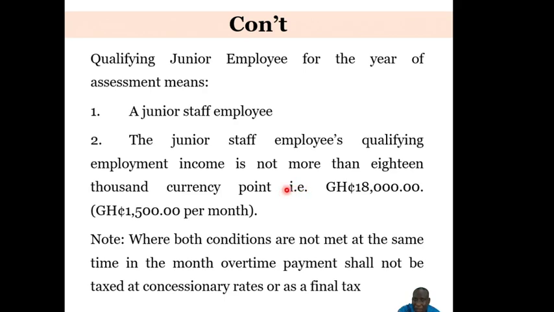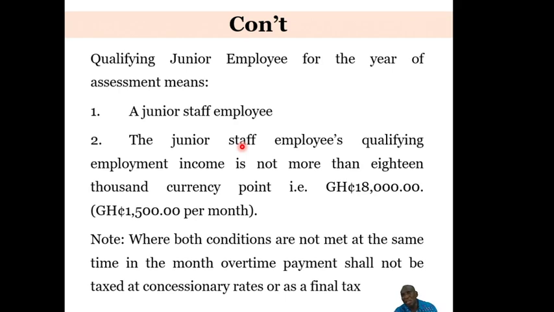Okay? So it should not be more than 18,000 currency points. And the 18,000 currency points is 18,000 cedis because a currency point is 1 Ghana cedi. And if you divide it by 12, it's 1,500 per month. So a qualifying junior employee, two things: a junior staff whose qualifying employment income should not be more than, in other words, it should be up to 1,500 per month or 18,000 cedis per year. If you don't have these two things, you are not a qualifying junior employee.